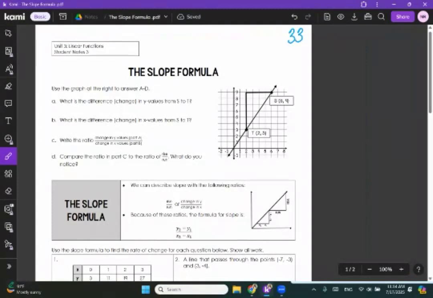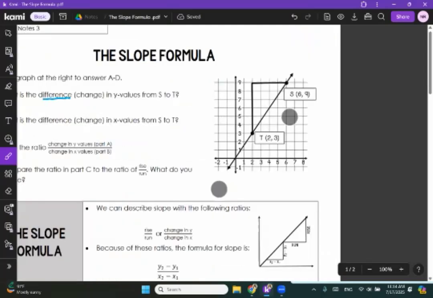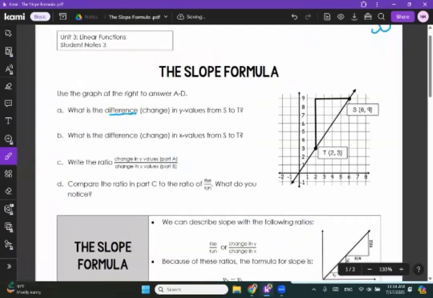Yay, it's cooperating today. So it says use the graph at the right to answer A through D. A, what is the difference or the change in the Y values from S to T? Well, we know that difference mathematically means to subtract, minus.